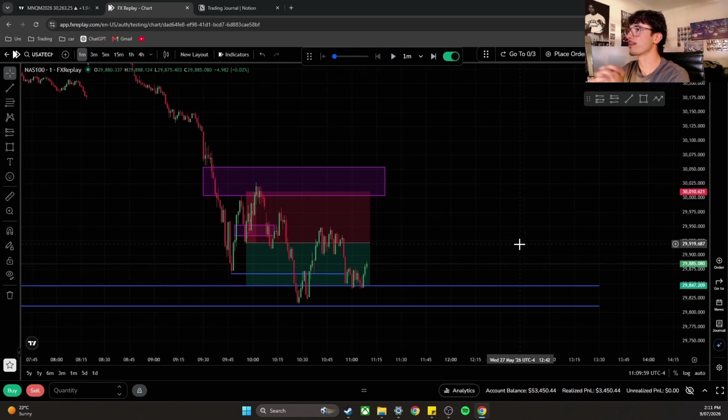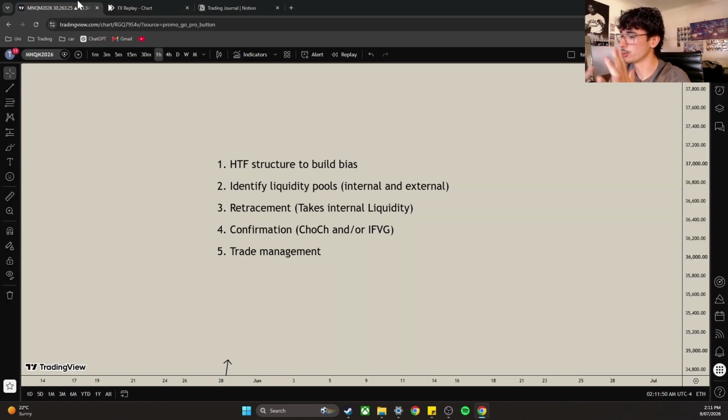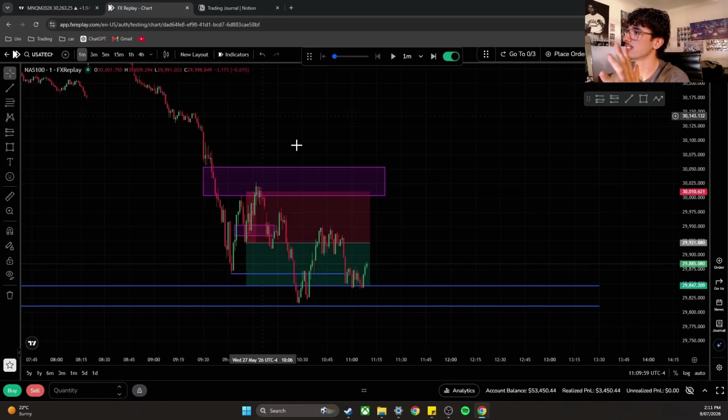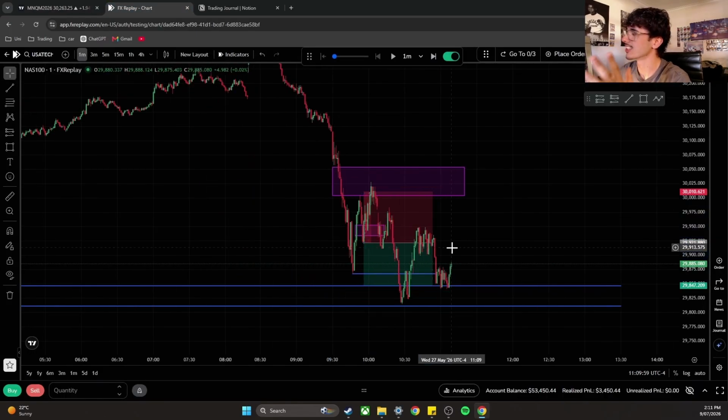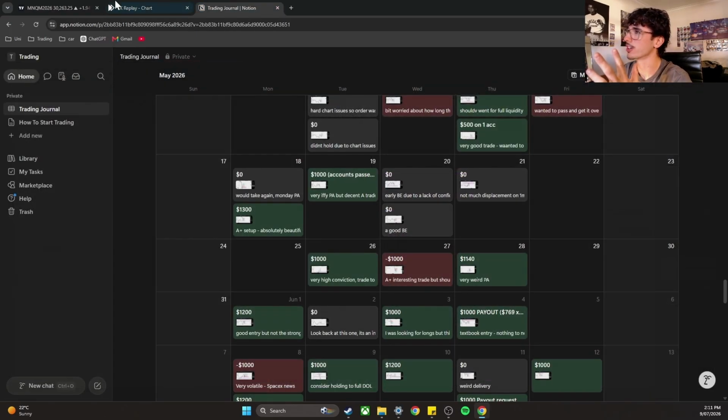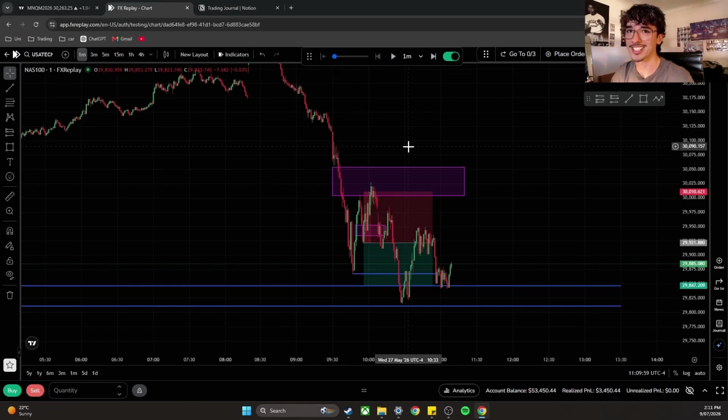It's disgusting. But anyways, I just wanted to show you how you can have losses in the system, but at the same time, this isn't even a part of my system. This was just a stupid trade because I went against the high time frame.